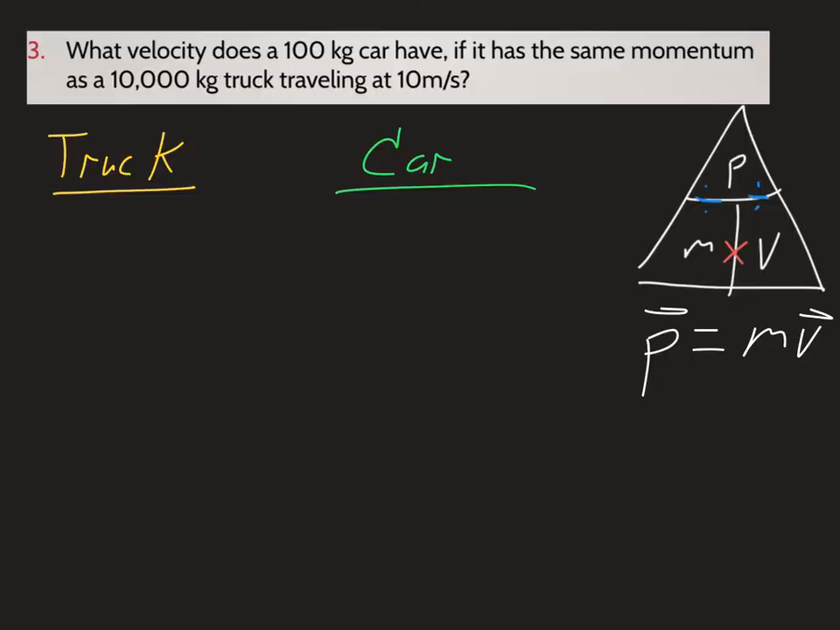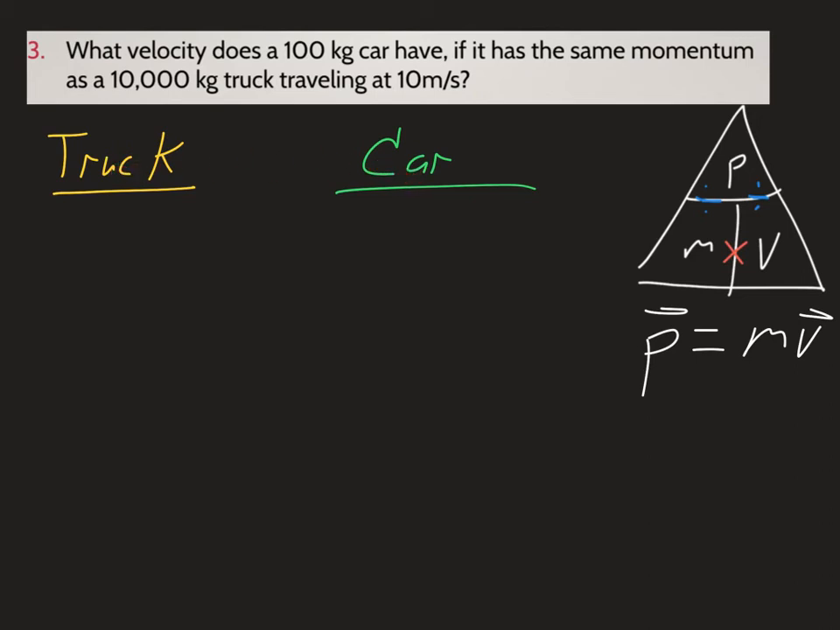So much like the last problem, in this problem it's 2 steps, but this time we're still going to be using the momentum formula and not the velocity formula. But it is asking for the velocity of a car, so that means we're going to have to rearrange it. So I have my triangle here, but then I also have 2 different things that I'm going to be finding it for, my truck and my car.